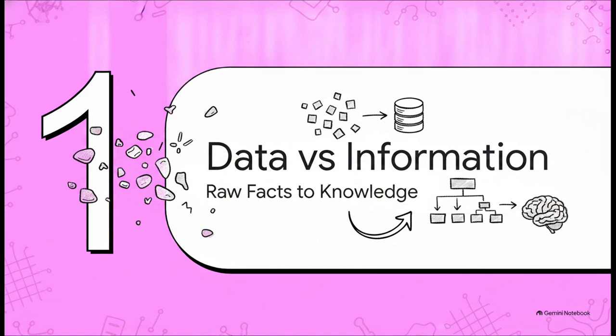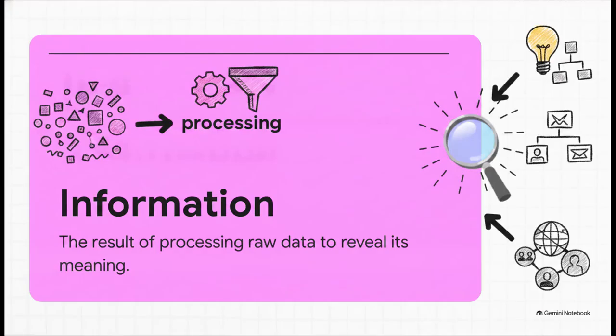Section 1. Data versus information, from raw facts to knowledge. Okay, before we even think about building complex systems, we have to understand our foundational raw materials. Now, in software engineering, you'll often hear people use the words data and information interchangeably, but strictly speaking, they are very different things, and it's a common misconception that they're the same. Here's the progression you need to memorize.